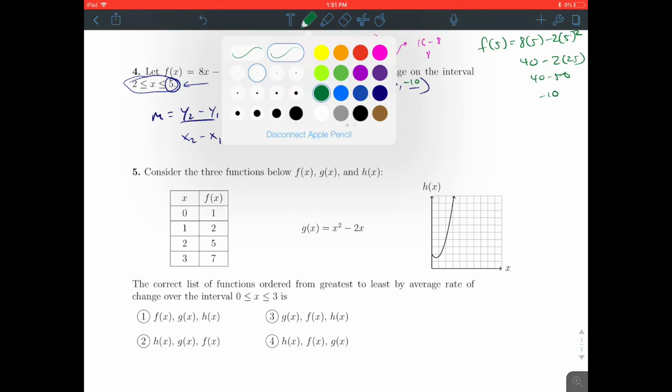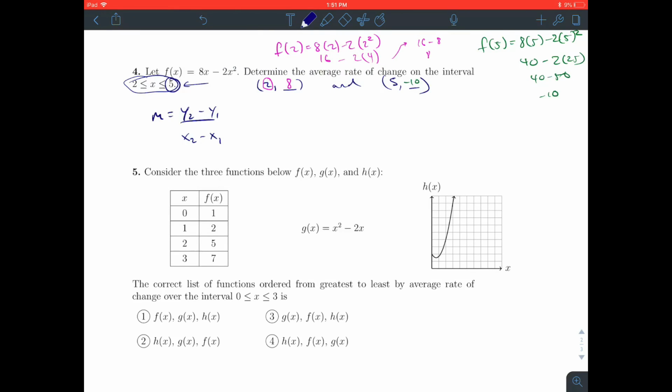The last thing that remains is to actually use the slope formula. Because this is our second point over here, this will be y2 and x2. Our first point over here, this is the y coordinate of the first point and the x coordinate of the first point. So our formula becomes m equals negative 10 minus 8 over 5 minus 2. M equals negative 18 over 3. M equals negative 6.